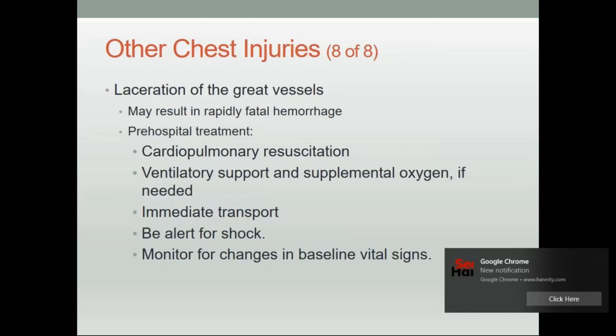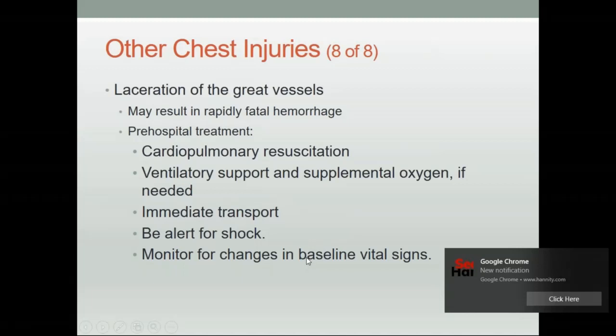If they go into cardiac arrest, they need immediate CPR. If they don't go into cardiac arrest, they need supplemental oxygen. They need a smooth ride to the hospital. Don't withhold positive pressure ventilation, but don't get real aggressive. We don't want to do anything to increase that tear that causes them to immediately go into cardiac arrest.